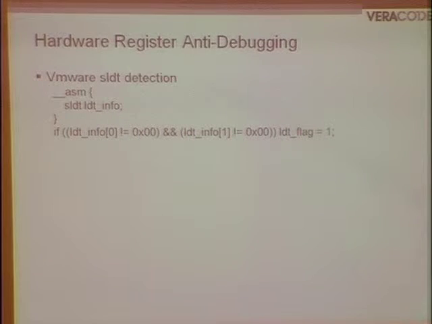This next one, the guys that came up with it are floating around the conference here. It detects VMware by looking at the SLDT, or the LDT register. Basically what this one does is it makes an assembly call to SLDT, which stores what's in the LDT register on the chip. The LDT register will contain a pointer to a memory location that holds information that's pertinent to the operating system.